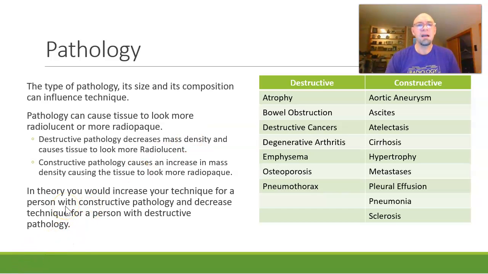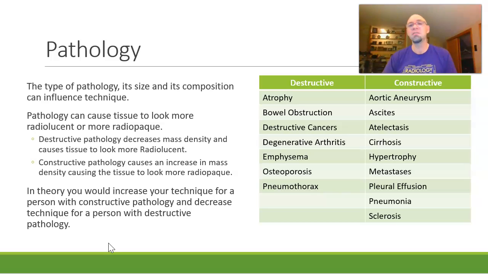Now, I'm looking at this slide and I see on the bottom here it says that you would increase your technique for a person with a constructive or additive pathology, and you would decrease your technique if you have a destructive or a subtractive type of pathology. I'm not convinced that that really is the case. I don't think that that's realistic. I think it's just you need to know that if a person has one of these types of pathologies, then you're going to see parts of the image be darker than usual.